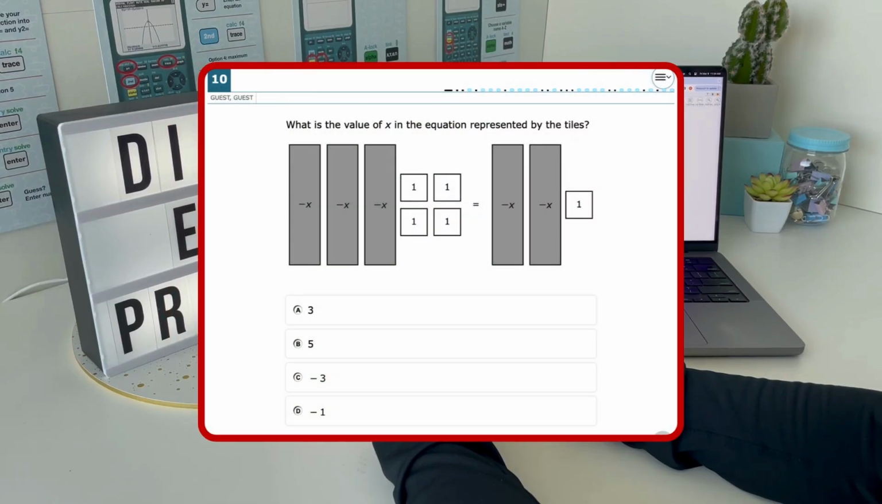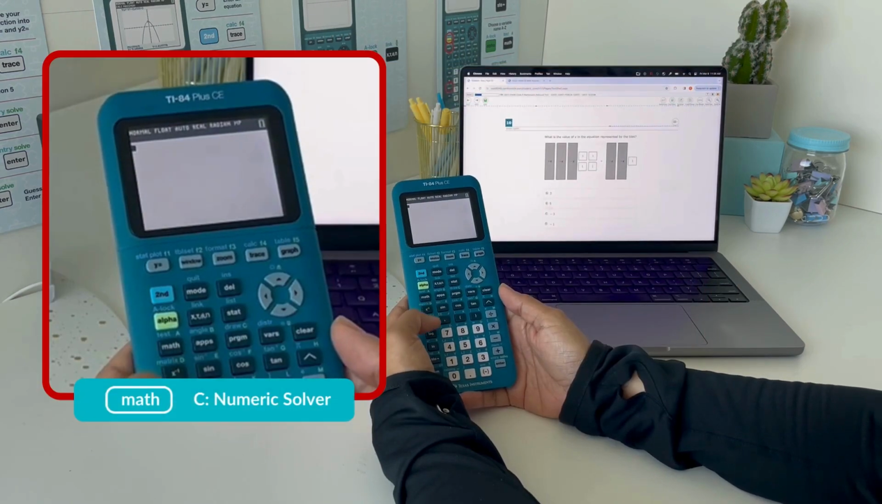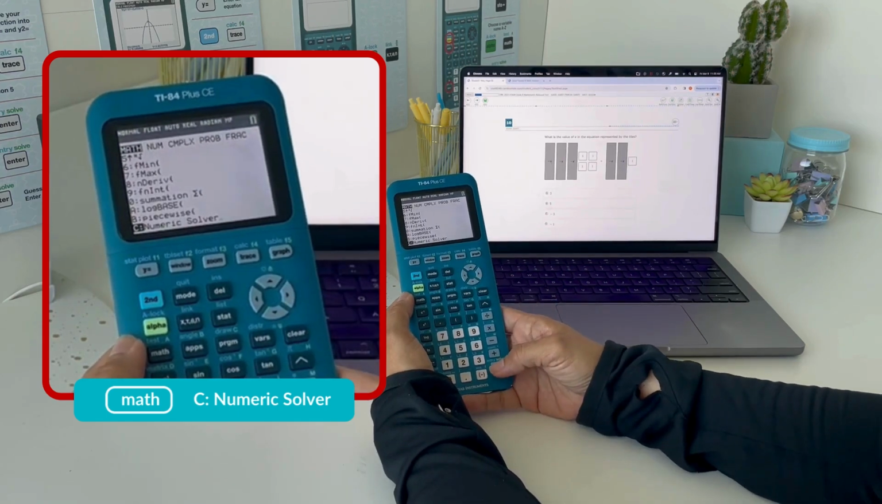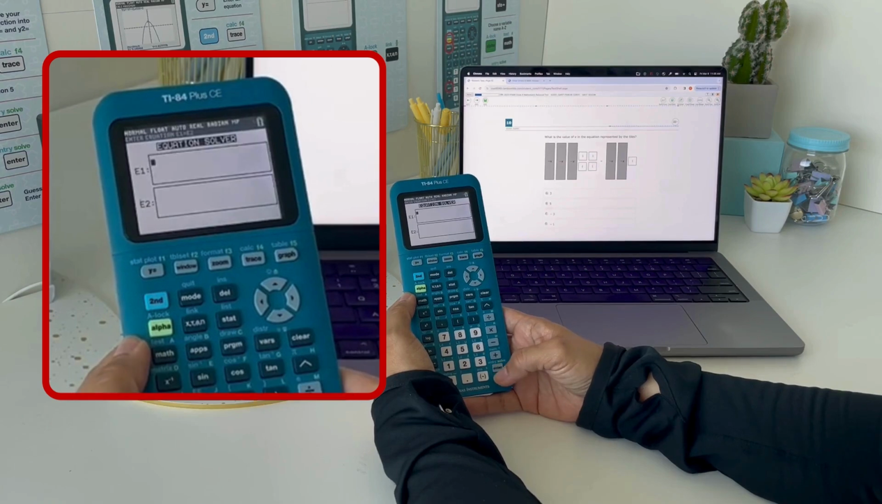In this digital exam question, we're being asked to solve for x given a visual model of the equation. Once you have your equation written, you can use your TI-84 to solve for x. Press the Math button and arrow up to find option C, Numerical Solver.